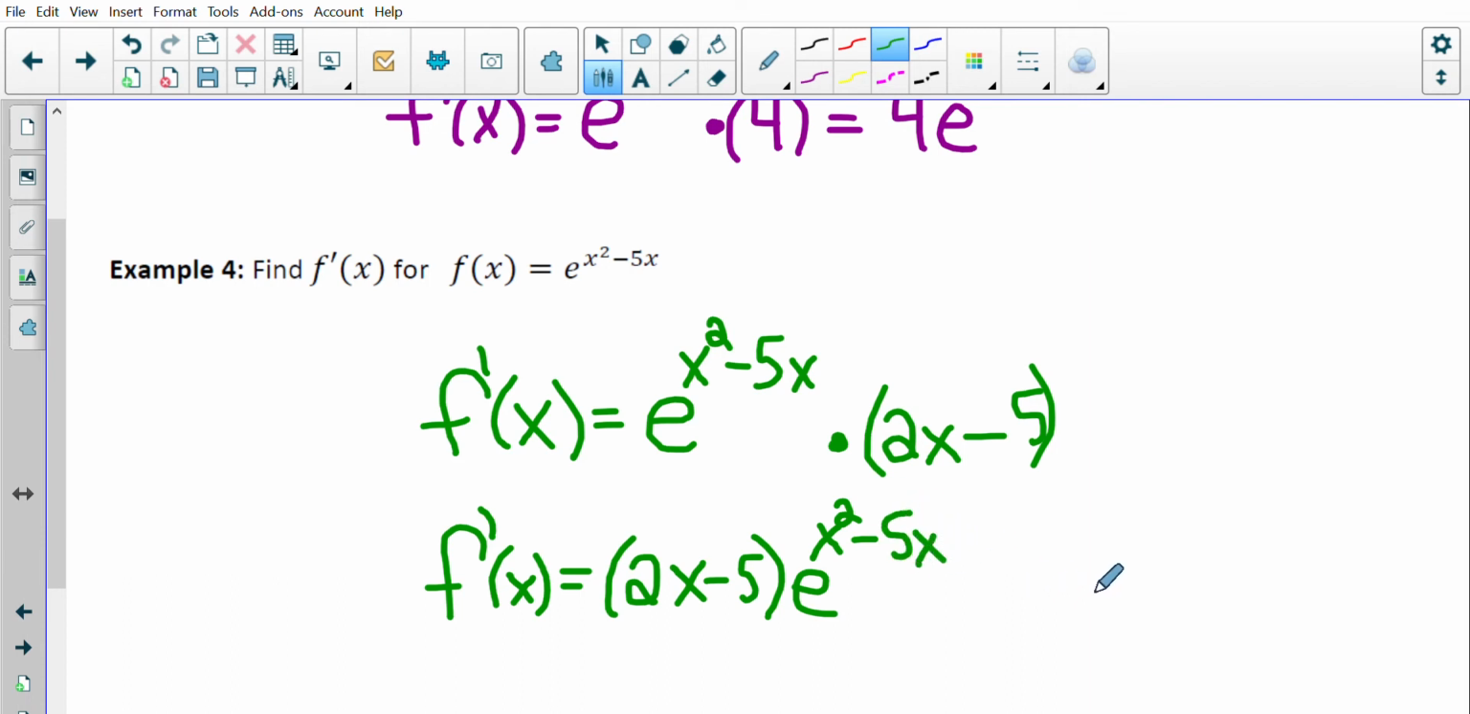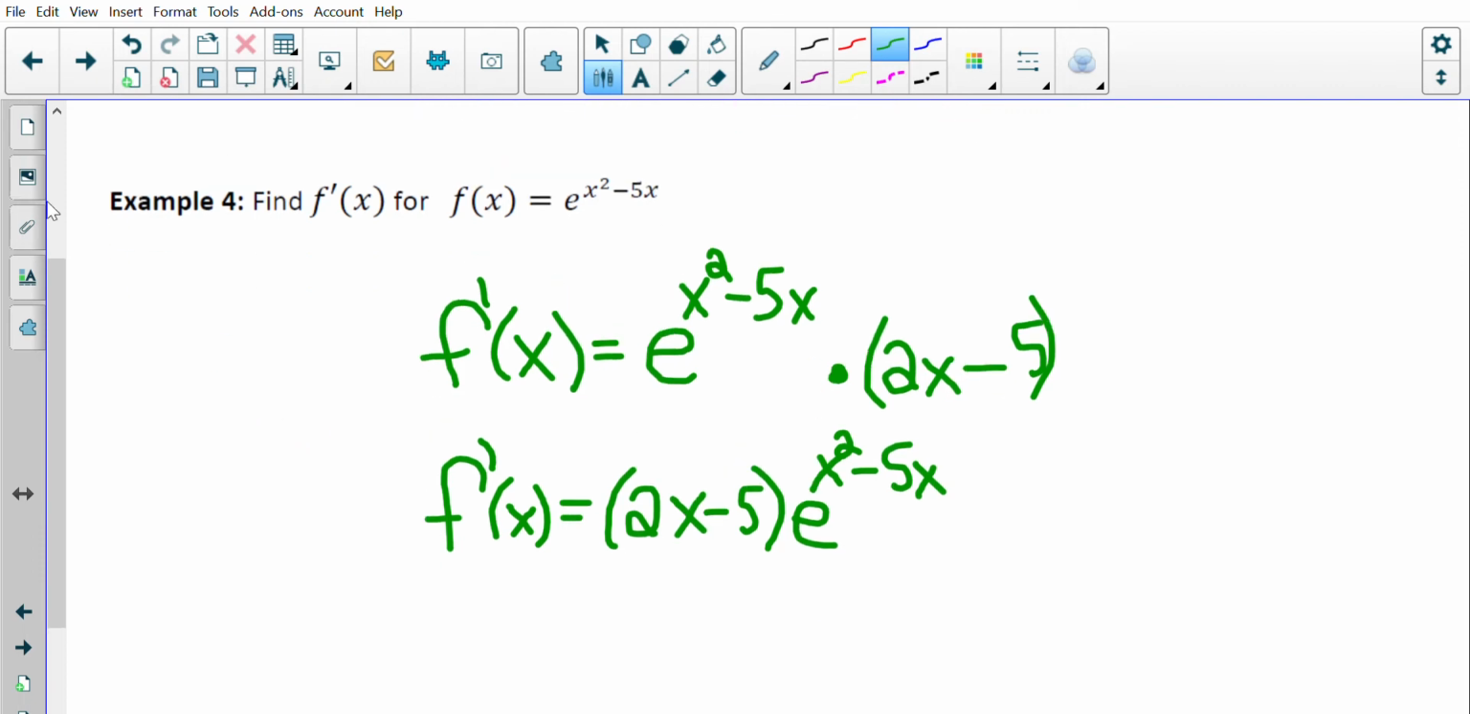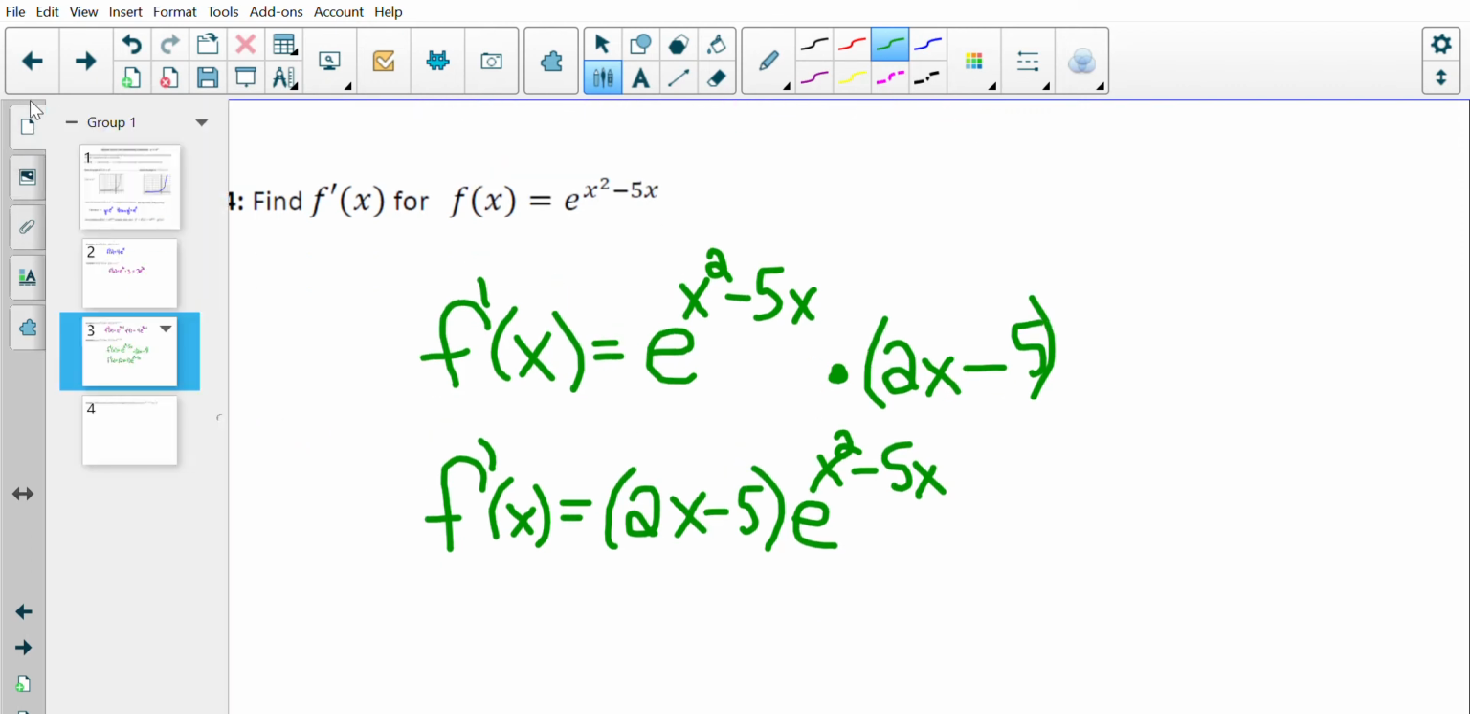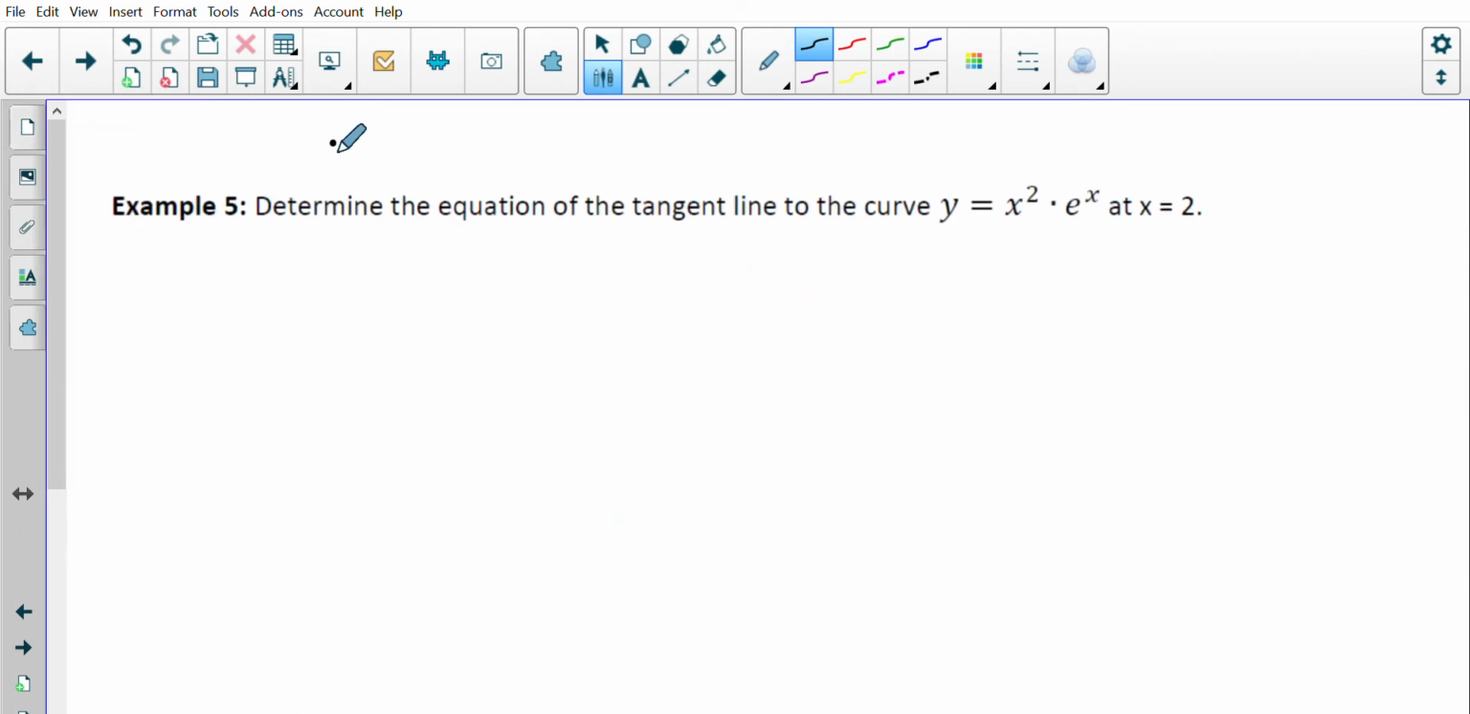And there we go. All right, let's again just take another step up here. Again, nothing too crazy. Determine, this is something we've done before, but not with this function. Determine the equation of the tangent line to the curve y equals x squared times e to the power of x at x equals 2.